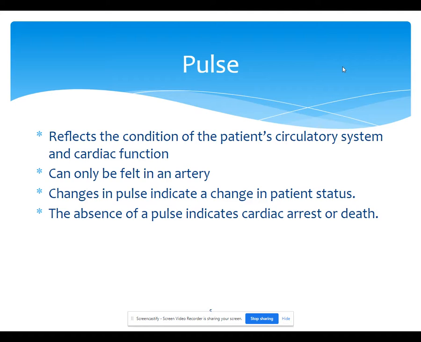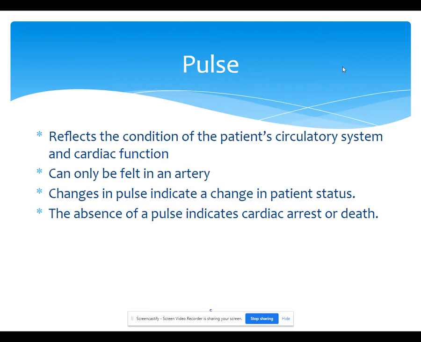Remember, when we talk about the circulatory system, the main components are the heart and the blood vessels. When I say blood vessels, we're talking about arteries, capillaries, and veins. Arteries carry oxygenated blood away from the heart, and veins carry deoxygenated blood back towards the heart or the lungs to get more oxygen. Capillaries distribute that oxygen, and they're the smaller, paper-thin blood vessels.